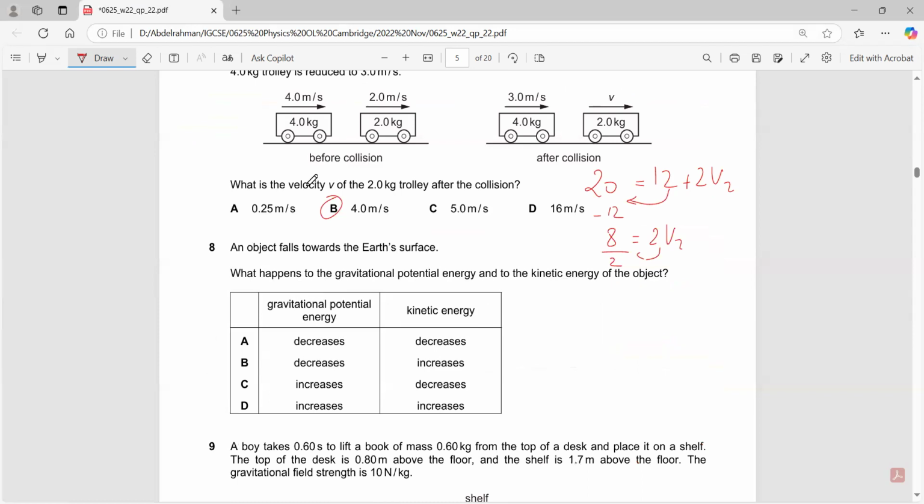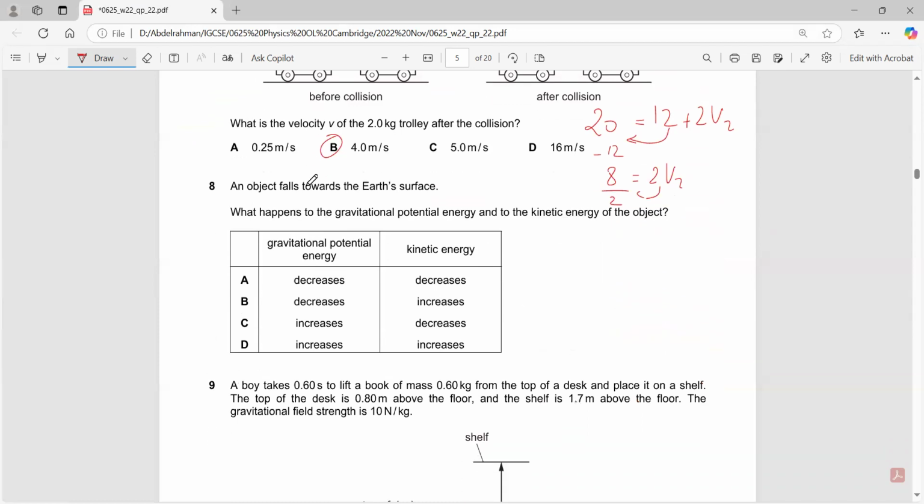An object falls towards the Earth's surface. What happens to the gravitational potential energy and to the kinetic energy of the object as it's falling downwards? As it's falling downwards, the gravitational potential energy decreases. Kinetic energy, yes, it increases. Excellent.